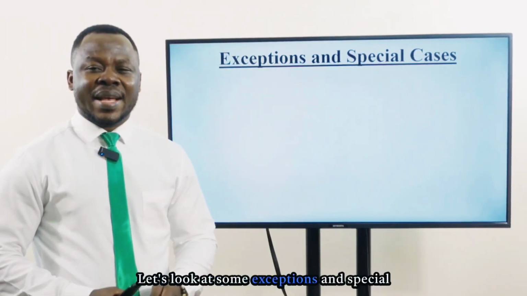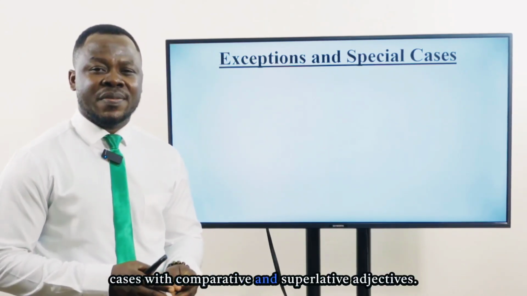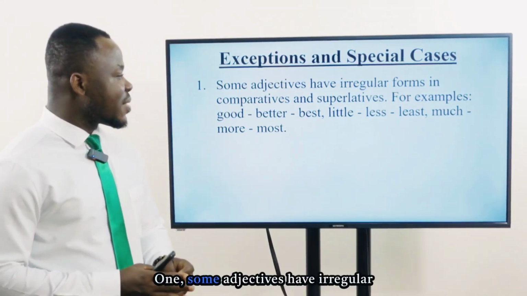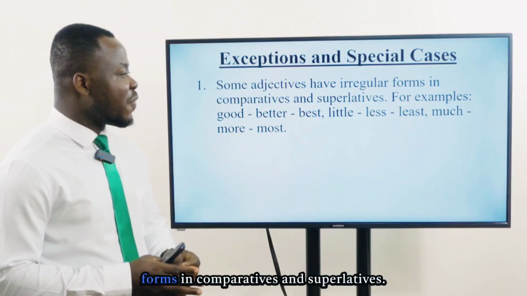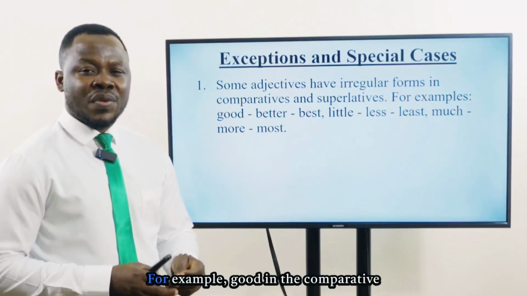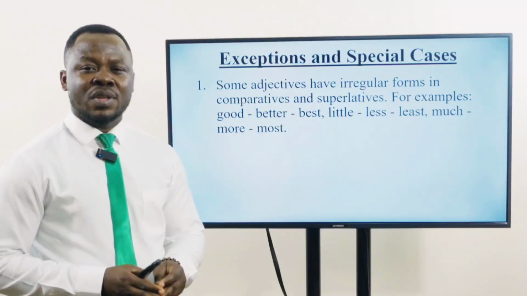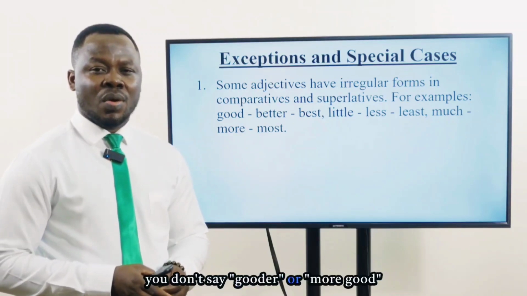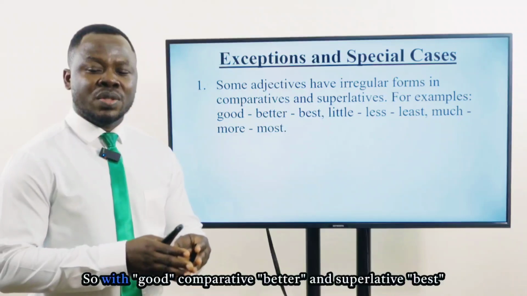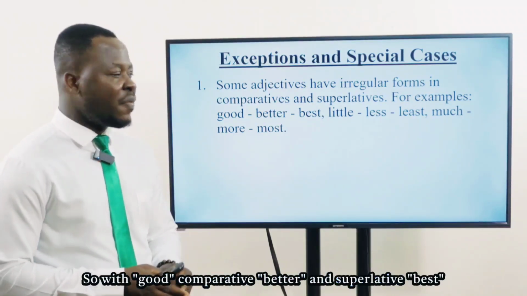Let's look at some exceptions and special cases with comparative and superlative adjectives. 1. Some adjectives have irregular forms in comparatives and superlatives. For example, good. In the comparative, you don't say gooder or more good. It is wrong to say that. So with good, comparative, better, and superlative, best.